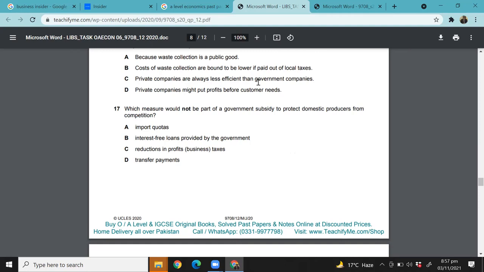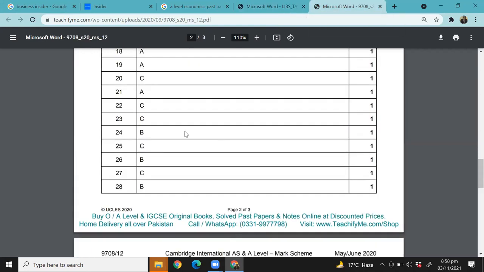I also think it's D because transfer payments are the payments that you're paying to disadvantaged or less privileged people, right? So that is not directly protecting the businesses. That is just kind of social welfare payments that the government is making.